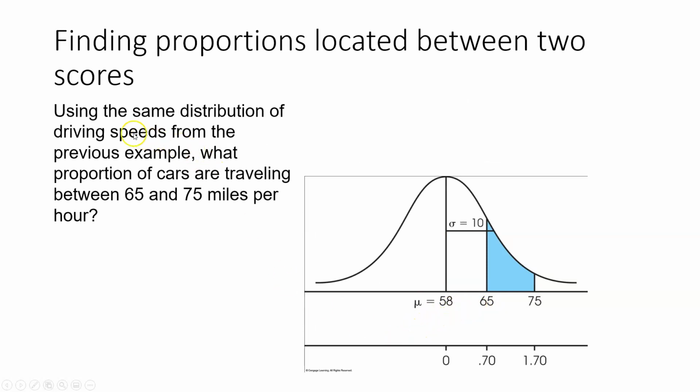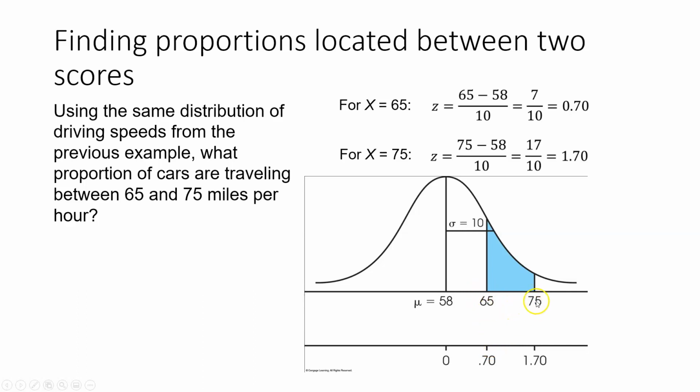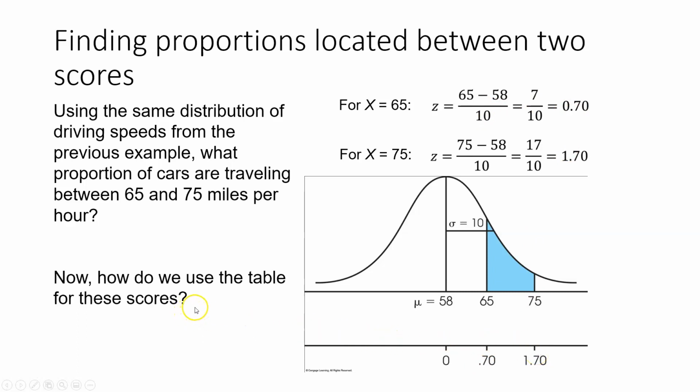Using the same distribution and the same driving speeds that we used in the last example, we might also ask what proportion of cars are traveling between 65 and 75 miles per hour. Well, here we have to again find the z-scores that correspond with 65 and 75. Remember, x minus the mean divided by the standard deviation, that'll yield for us 0.7 and 1.7. Now, how do we use these z-scores in the unit normal table to get the proportions that we're interested in?